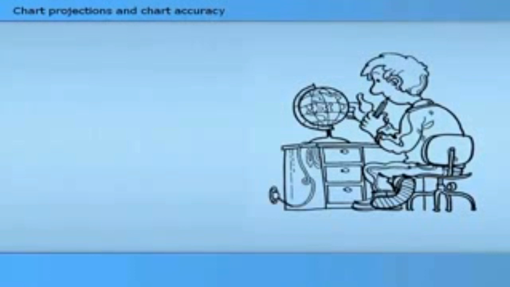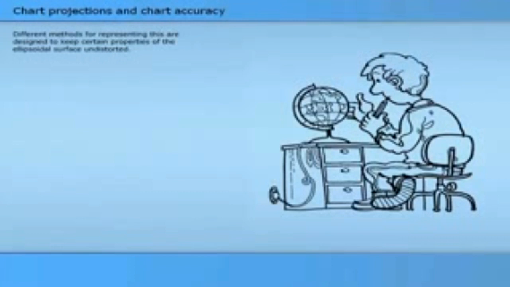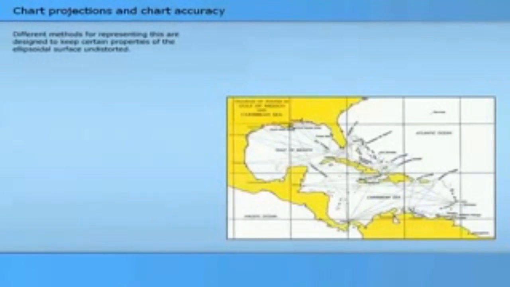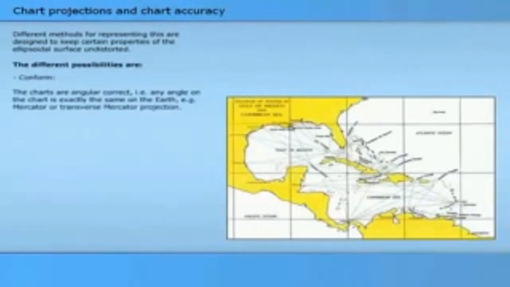Distortions are impossible to avoid when representing a surface with double curvature in a plane surface. Different methods for representing this are designed to keep certain properties of the ellipsoidal surface undistorted. The different possibilities are: conform. The charts are angular correct, i.e., any angle on the chart is exactly the same on the Earth. For example, Mercator or transverse Mercator projection.